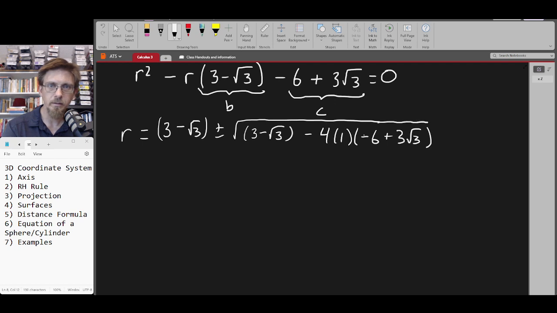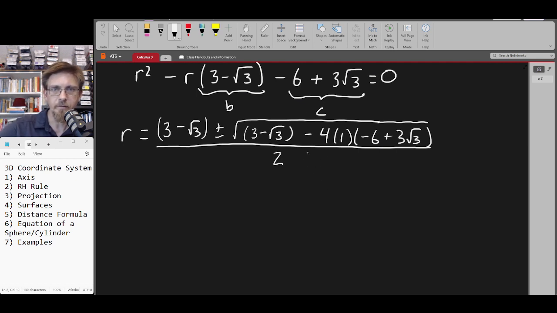All right, and then all over 2a, but since a is 1, this will be 2. Okay, so make sure we got everything right. These are places where signs can get messed up pretty easily, but everything looks good at the moment. And I'm just thinking about this c value here. If I pull the negative out, I get 6 minus 3 rad 3, but I've got that negative in there. So anyways, that should all be right.